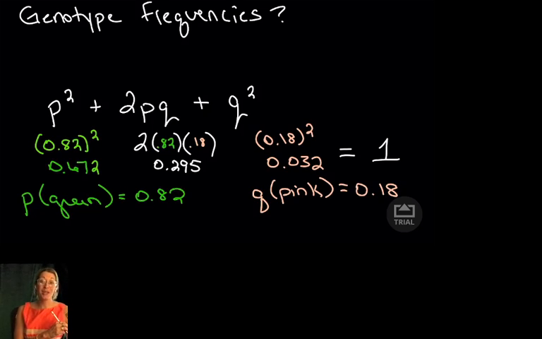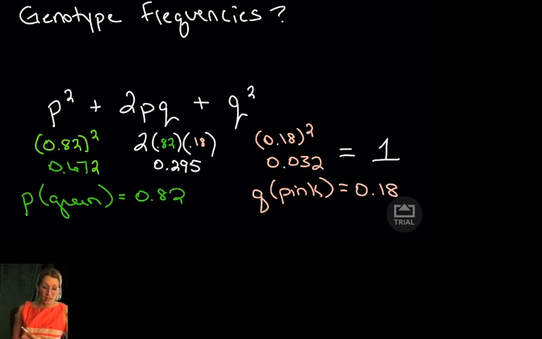So we take our Hardy-Weinberg equation. We just plug in our P's and Q's. That's it. That's all we have to do. Once we figure out our P and we figure out our Q, all we got to do is plug and chug. So we're sticking in our 0.82 squared. We're sticking in our 0.82 for our P in our heterozygotes. We're sticking in our 0.18 for our Q in our heterozygotes. And then we're squaring our 0.18 for our homozygous recessive individuals.